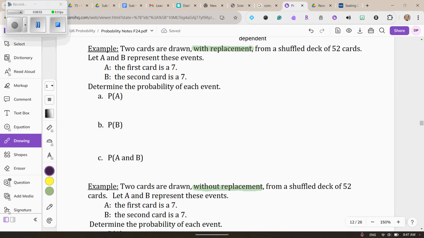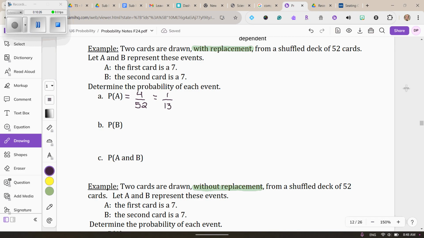Let A and B represent these events. A, the first card is a 7. B, the second card is a 7. So what is the probability of A? Probability of A is equal to 4 out of 52. 4 of the cards are 7, and there are a total of 52 cards in a deck. We can simplify that to 1 out of 13.